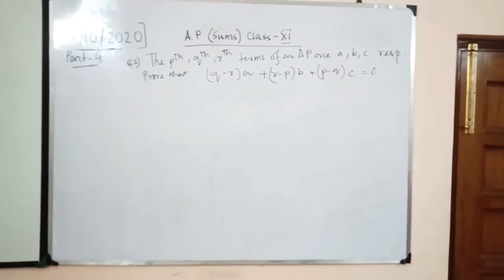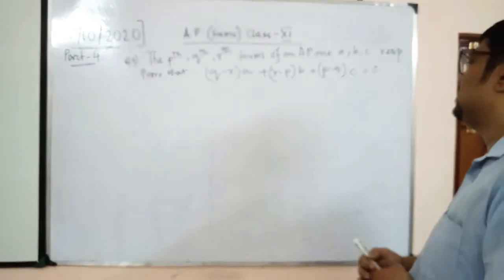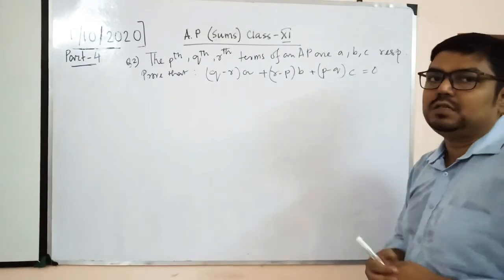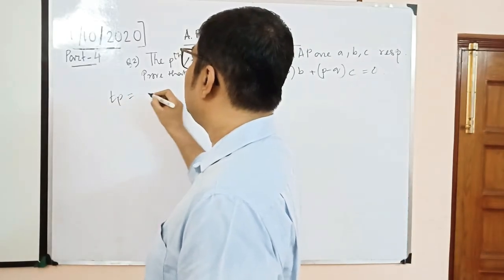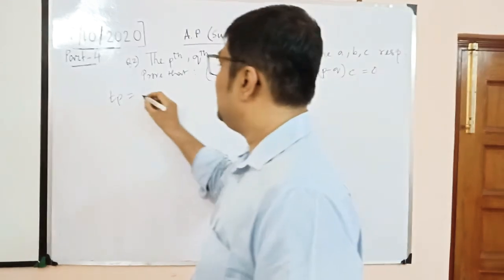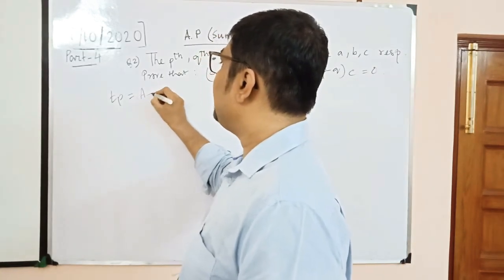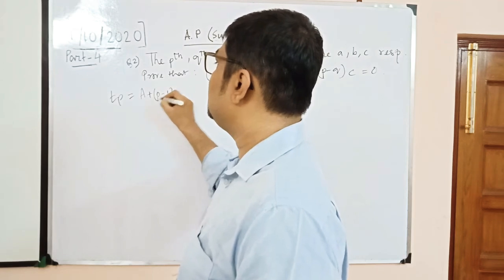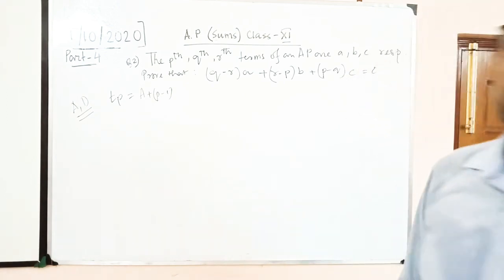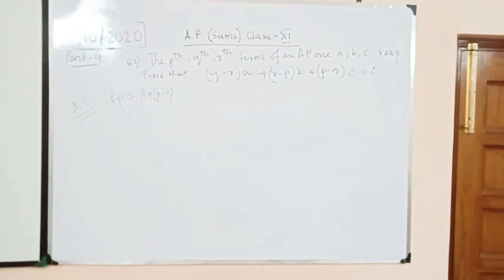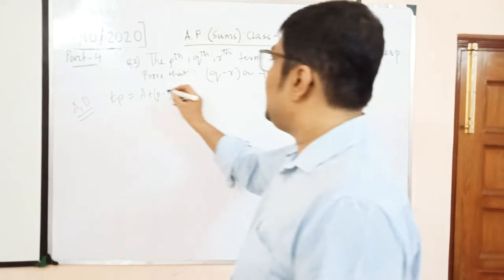So we get the second sum: the Pth, Qth and Rth terms of an AP are a, b and c respectively. Then we have to prove the following line. So Pth means Tp is equal to a. What is Tp? I assume capital A plus P minus 1 into D. These two are my assumption, A and D. You know capital A is assumed as the first term, and capital D is assumed as the common difference.